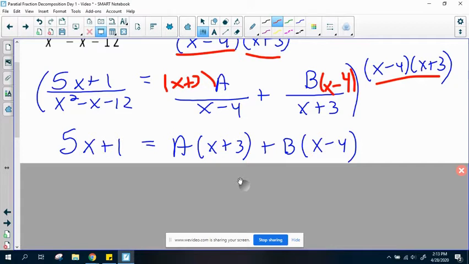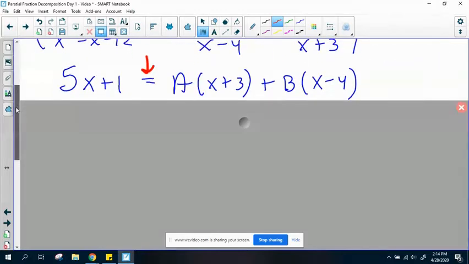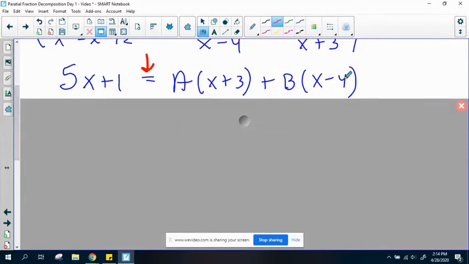Now, because the denominators are the same on the left and the right, you can kind of ignore the denominators, because if you have an equal sign, that means everything on the bottom has to be the same and everything on the top has to be the same. Well, the bottom is already the same. So now everything on the top has to be the same. So here's what it simplifies into.